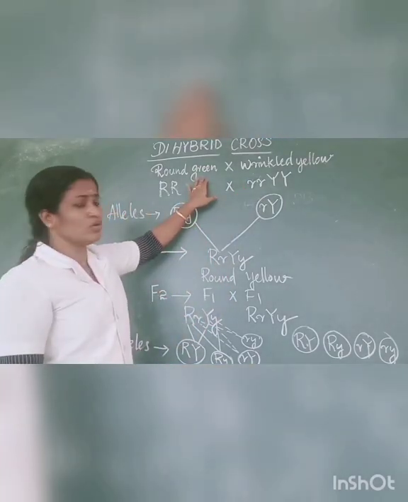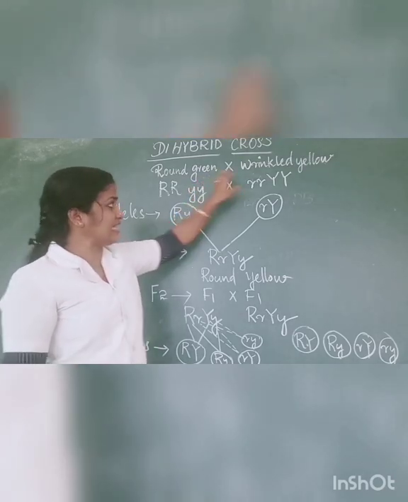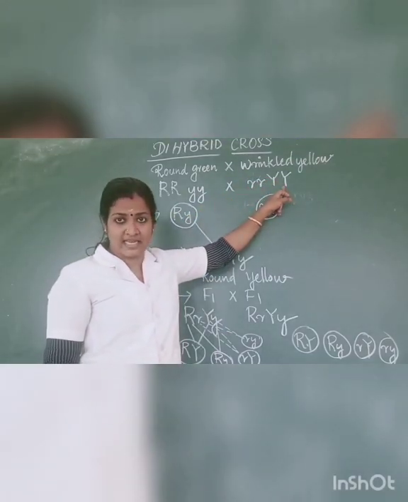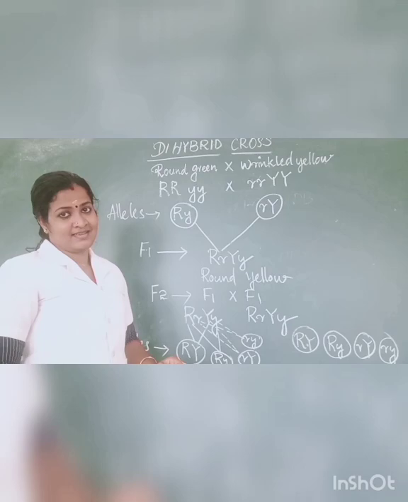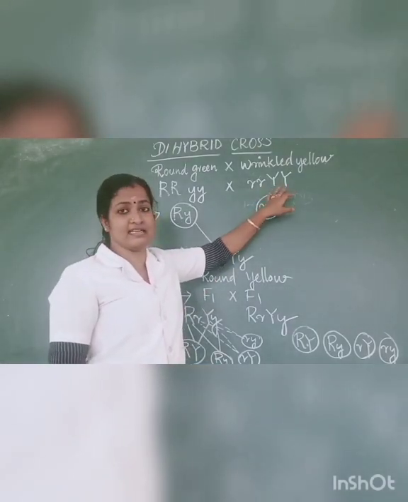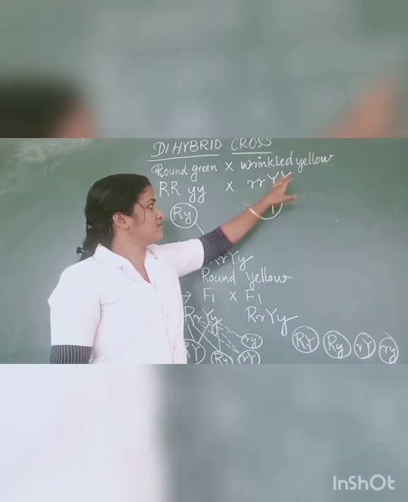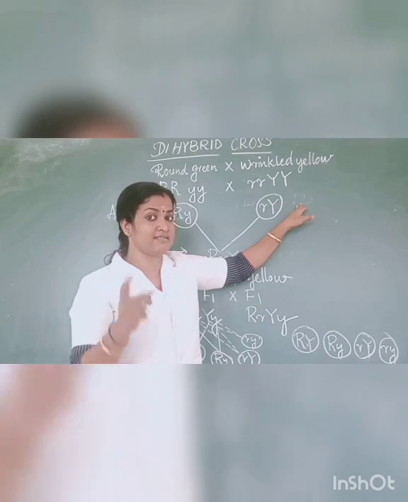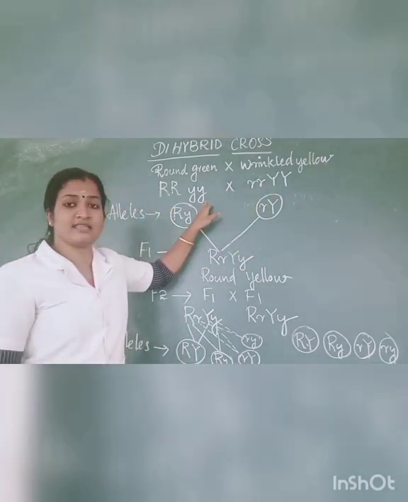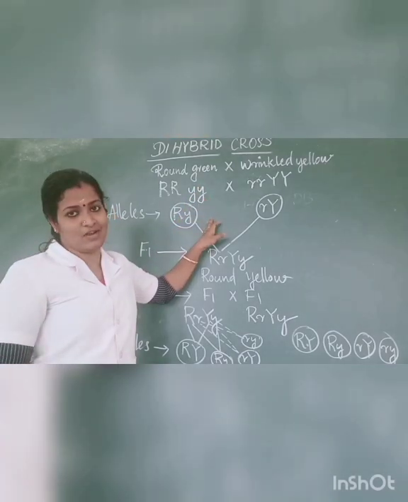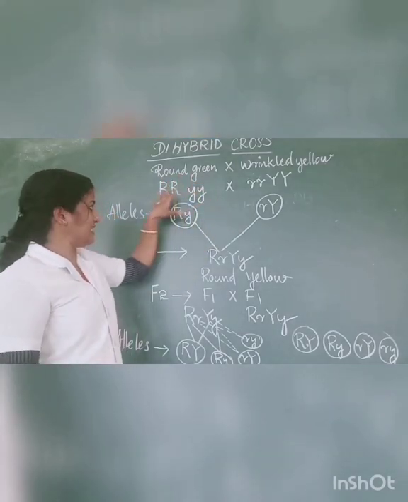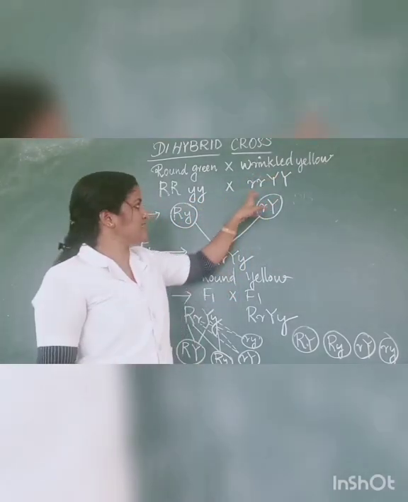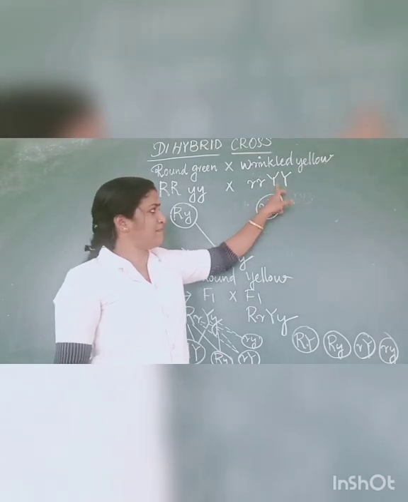Then the two colors are green and yellow. Among the two colors, yellow is dominant over green. So he represents these colors with the letter Y. Here yellow color is represented by capital Y because it is the dominant color, and green is represented by small y. So round green will be represented as capital R, small y, and wrinkled yellow as small r, capital Y.